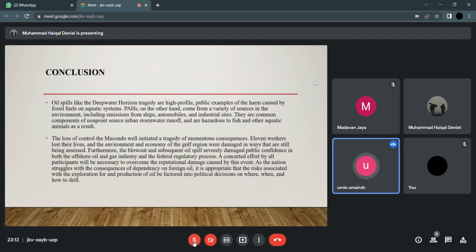As the nation struggles with the consequences of dependency on foreign oil, it is appropriate that the risks associated with the exploration for and production of oil be factored into political decisions on where, when, and how to drill.